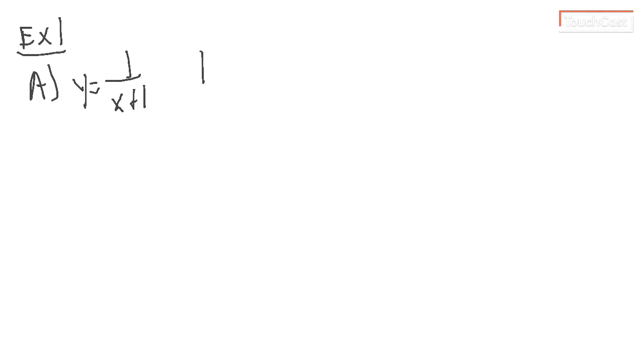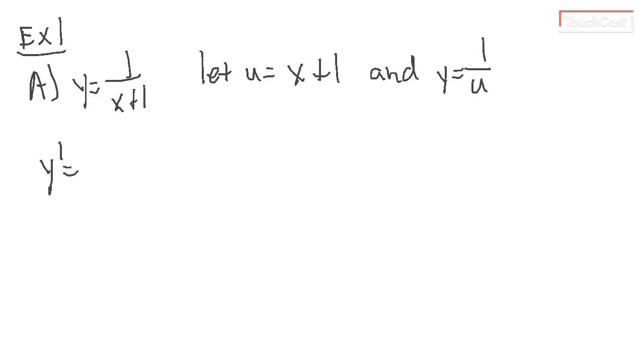And to do that, I'm going to let u equal what I have in the denominator, x plus 1, and I'm going to let y equal 1 over u. So I'm just replacing whatever I'm letting u be in my function with u. I'm decomposing my function. So if I want to find y prime, I know y, if it's 1 over u, that's the same as u to the negative first power.